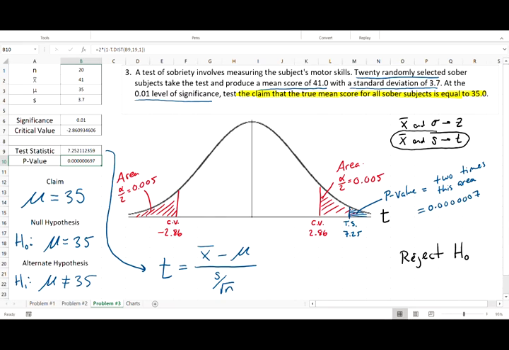Okay, and just like before, both of these methods tell us to reject the null hypothesis, whether we compare these 2 numbers or whether we compare these 2 numbers.